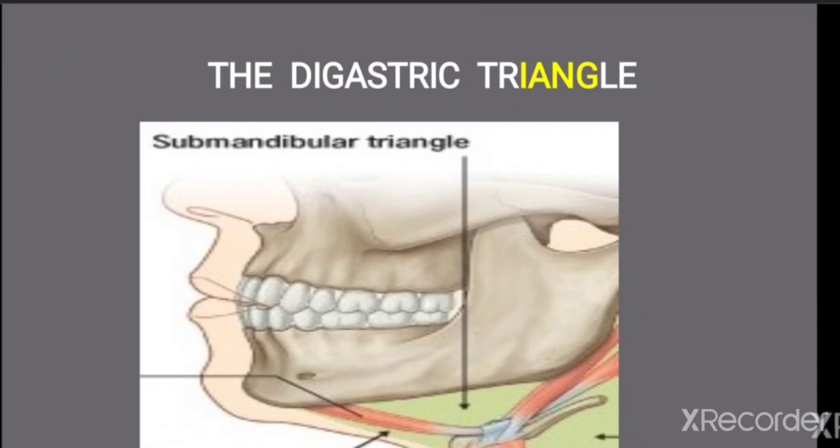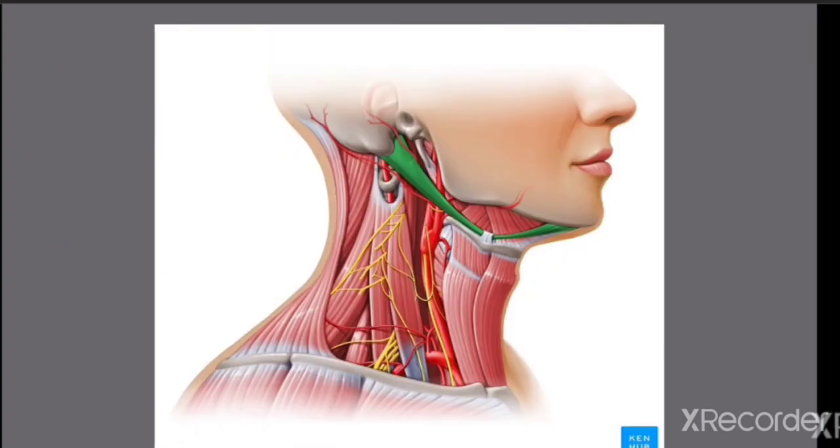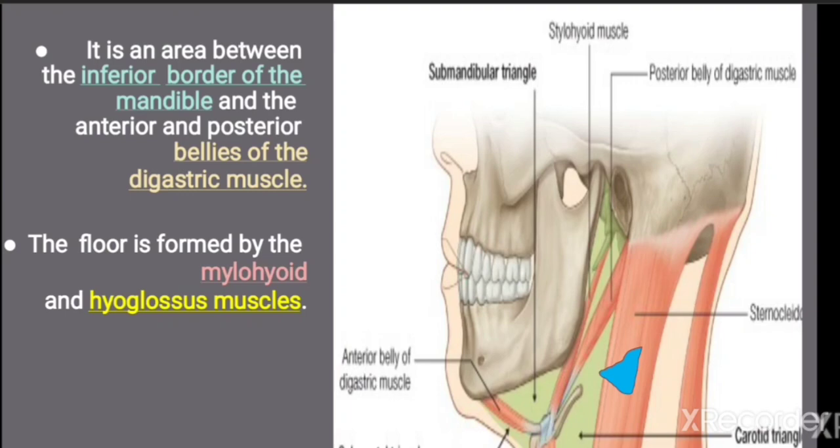Then we come to the second triangle, the digastric triangle. It is also known as the submandibular triangle. Here we have highlighted in green the digastric muscle, which is enclosing the submandibular or digastric triangle. It is an area inferior to the inferior border of the mandible and between the anterior and the posterior bellies of the digastric muscle. So these are the boundaries, the anterior side and the posterior side, formed by the anterior and the posterior bellies of the digastric muscle, and the base of this triangle is made up of the inferior border of the mandible.